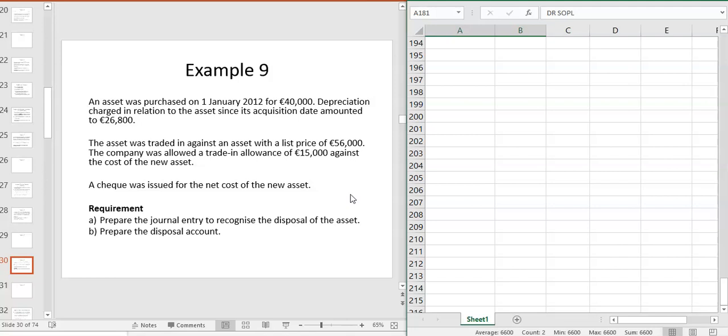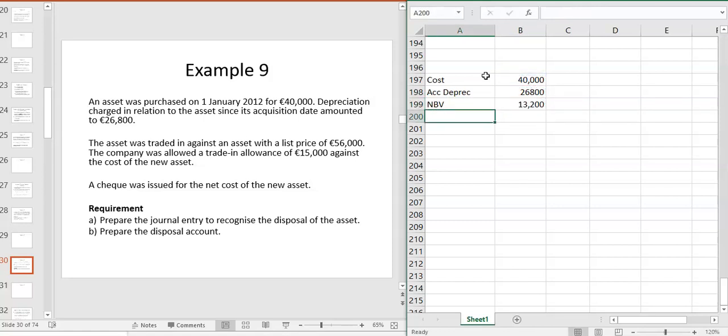So an asset was purchased on the 1st of January 2012 for 40,000. So we'll say the cost, 40,000. Accumulated depreciation we're given as well. Sometimes in exam questions, I'll ask you to calculate that yourself based on the number of years. But in this question, it gives you directly 26.8.